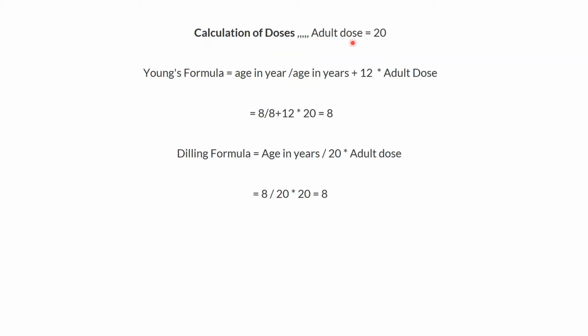If adult dose is 20, then Young formula is age in year divided by age in year plus 12 into adult dose. Now we'll consider 8 as the age of the child, so 8 divided by 8 plus 12 into 20. The right answer will be 8. Then Dilling formula, age in year divided by 20 into adult dose, that is 8 divided by 20 into 20 is equal to 8. The right answer will be 8.